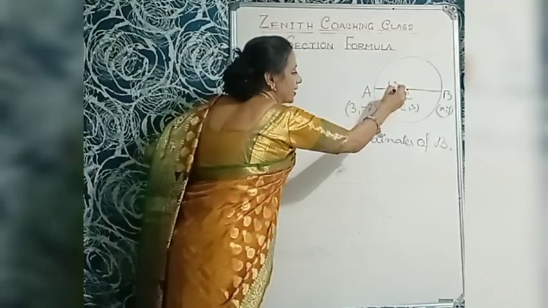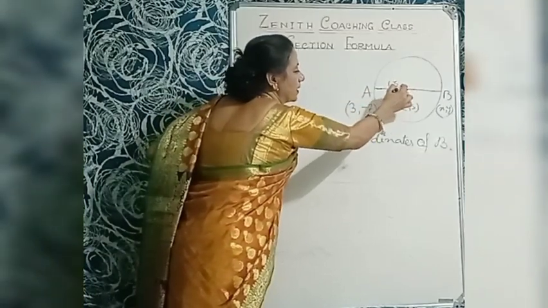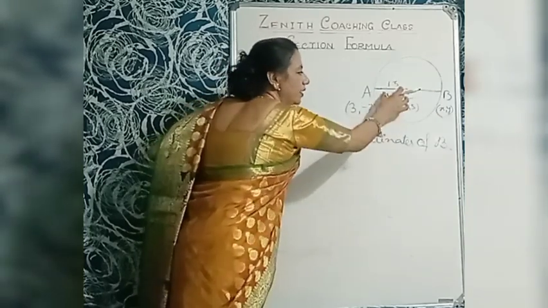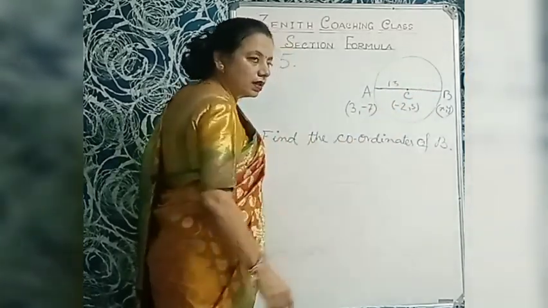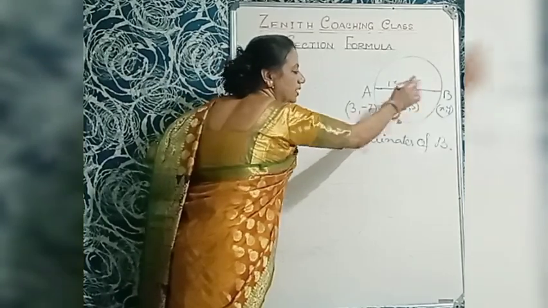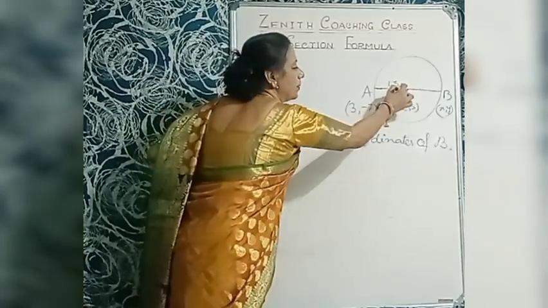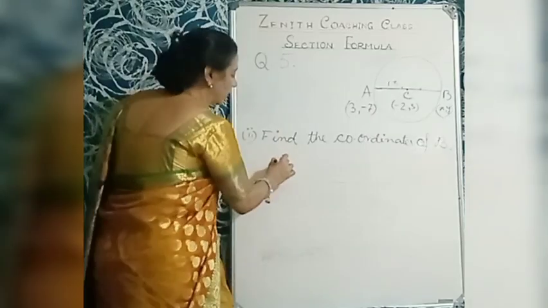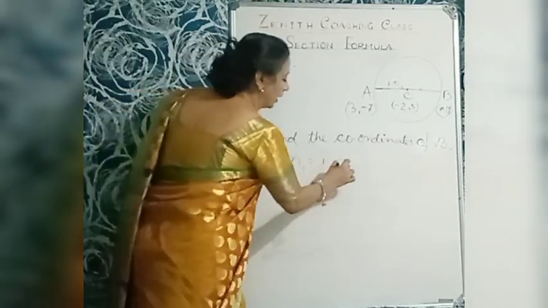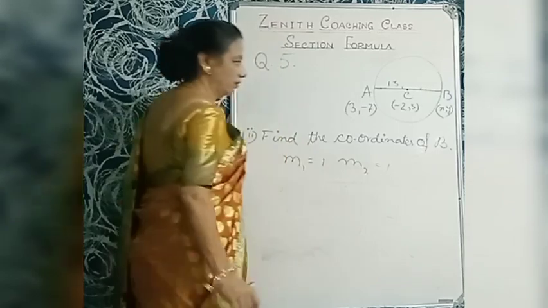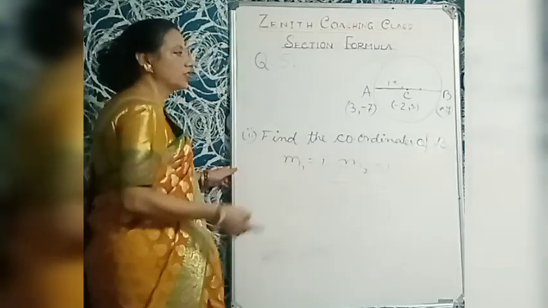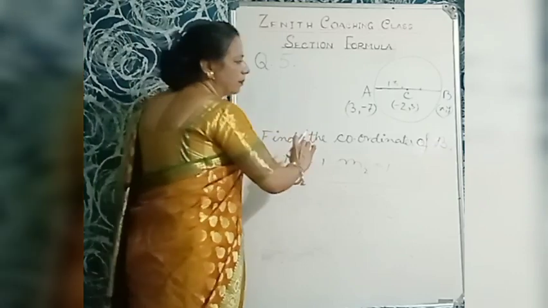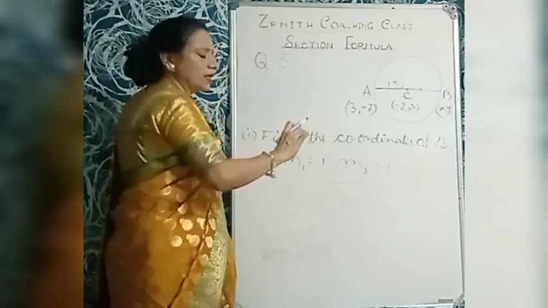Here, M1 is to M2 is 1 is to 1, because AC equals BC, as both are radii of the circle. So AC is the radius, BC is the radius. So M1 is to M2 equals 1 is to 1. Understood? So M1 equals 1, M2 equals 1. So we don't have to take M1 into x2 plus M2 into x1.